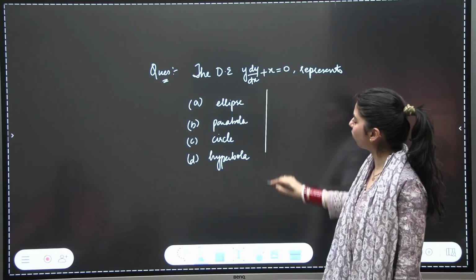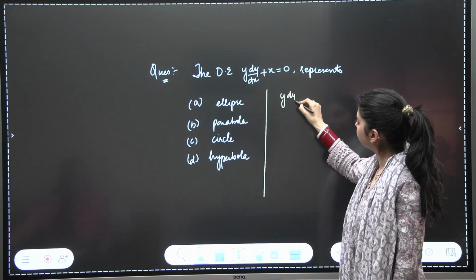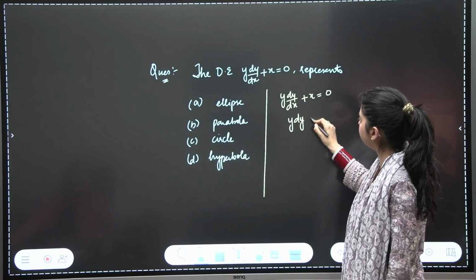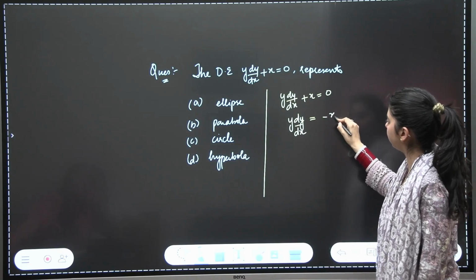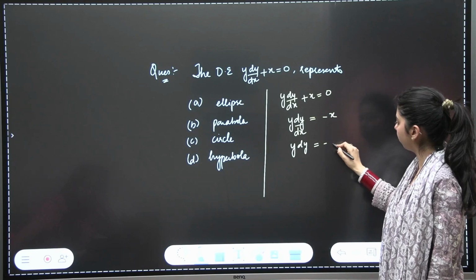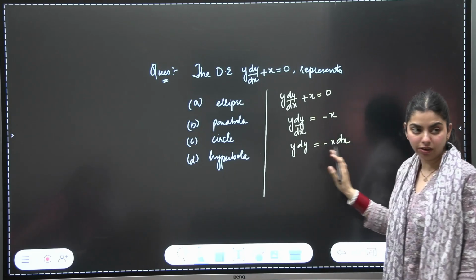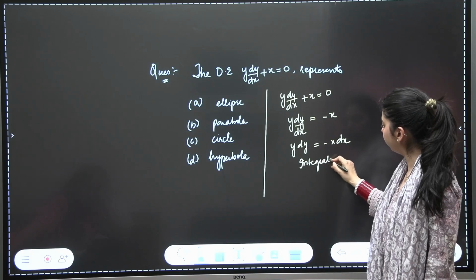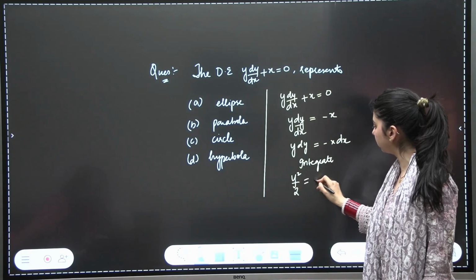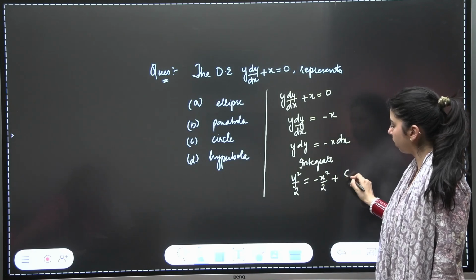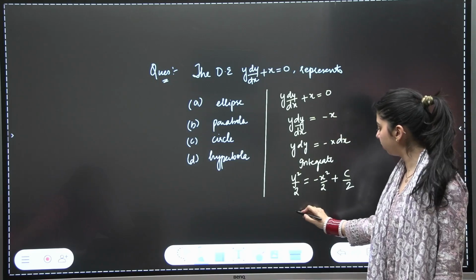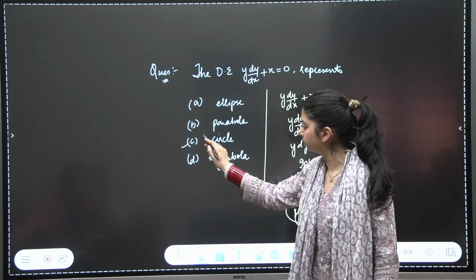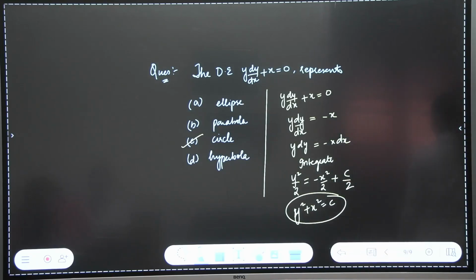How do you solve it? What is the answer for this? So y dy by dx plus x is equal to 0. You can just see this is y dy by dx equals minus x, so y dy is equal to minus x dx. Variables are separated, so you can just integrate them. When we integrate them, we get y squared by 2 is equal to minus x squared by 2 plus my constant, I am writing c by 2. That simply gives me y squared plus x squared is equal to c, which is equation number 2. Okay? Understood?